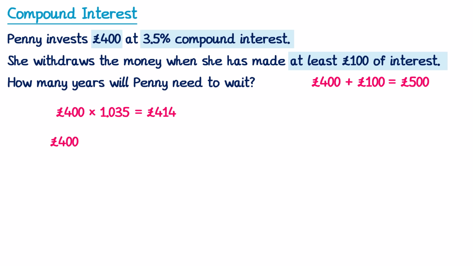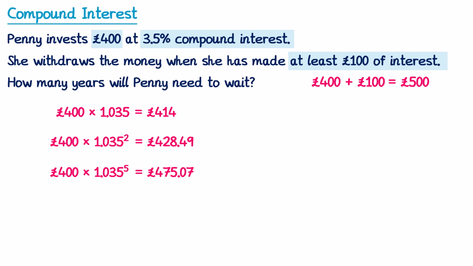So what if we do the calculation again, but multiply by 1.035 to the power 2 for 2 years? Well, this gives £428.49, so we're still quite far away from 500. So we'll keep going. Now you can continue to increase the number of years by 1 each time, so do 3 years, 4 years, and so on, but since we're quite far from our target of 500, I'm going to skip a few and try 5. So 400 times 1.035 to the power 5 for 5 years, which gives £475.07. So even 5 years is not long enough.